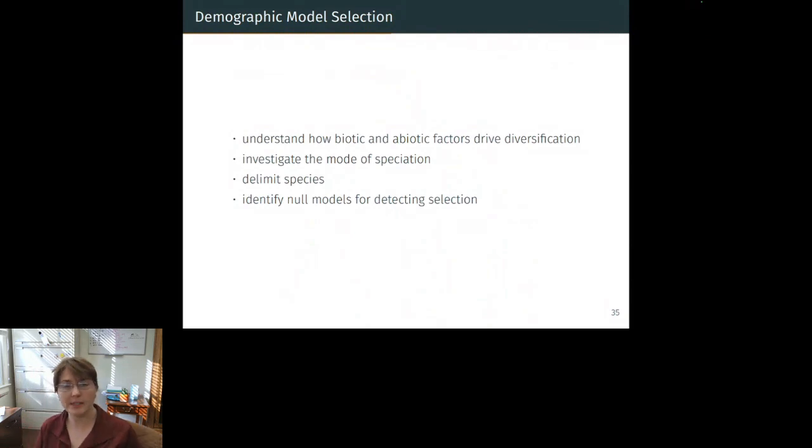This has lots of applications in evolutionary biology. It can help us understand the importance of different biotic and abiotic factors in driving diversification in our focal system. It can help us to investigate the mode of speciation. So for example, when people infer gene flow during speciation, that indicates that speciation happened in the presence of gene flow, whereas if we infer an absence of gene flow, that might indicate that speciation happened due to geographic isolation. We can also use demographic model selection to do things like delimit species and to identify null models for detecting selection.